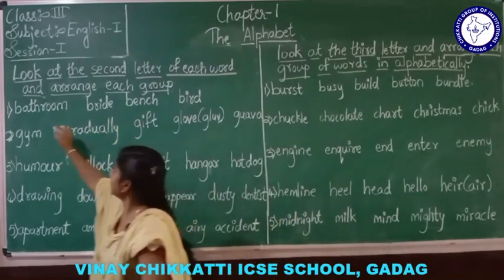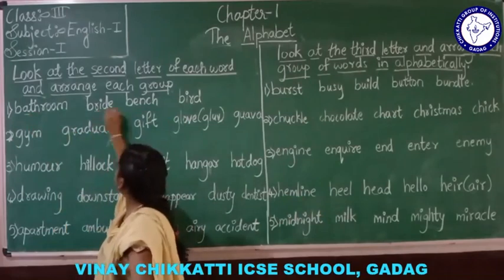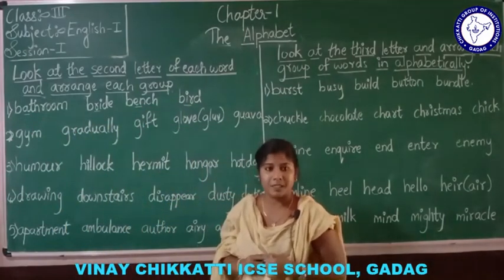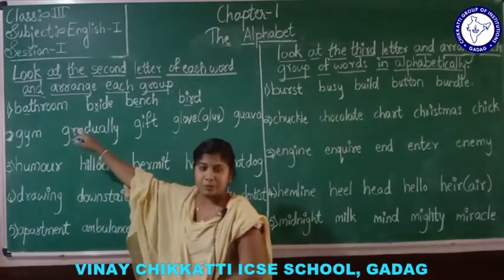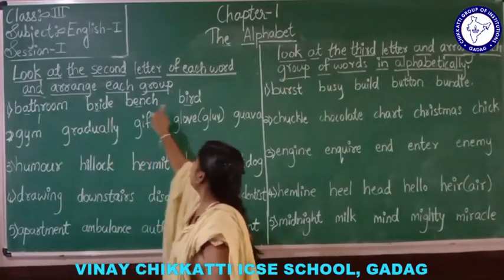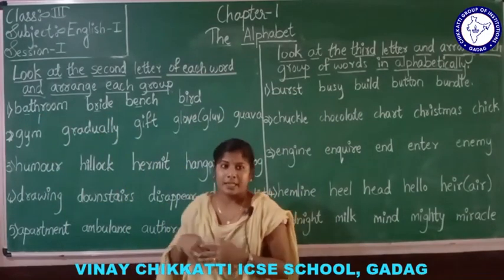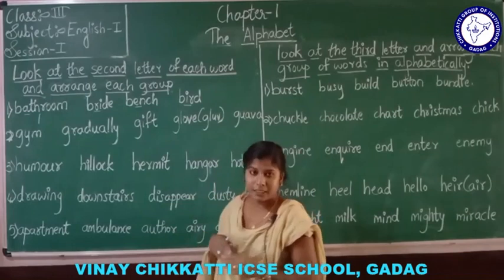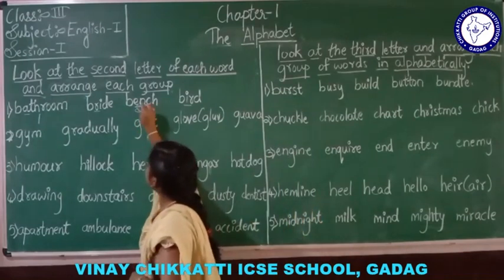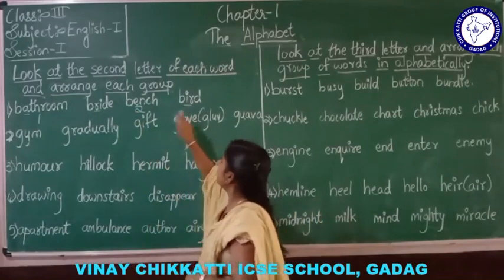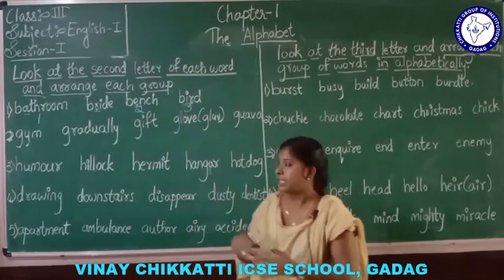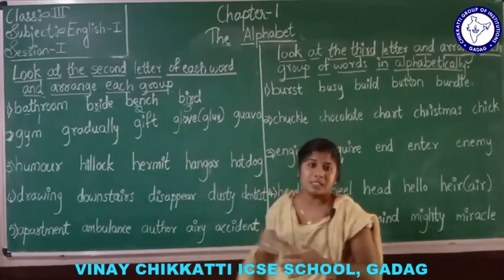Second letter, see the second letter: A, R, E and I. So which comes first? Bathroom comes first. So that is 1. Next, R, E, I. See, say A, B, C, D, E. This is the second one. Then the third one is bird, because if we say A, B, C, D, after E, I is there.